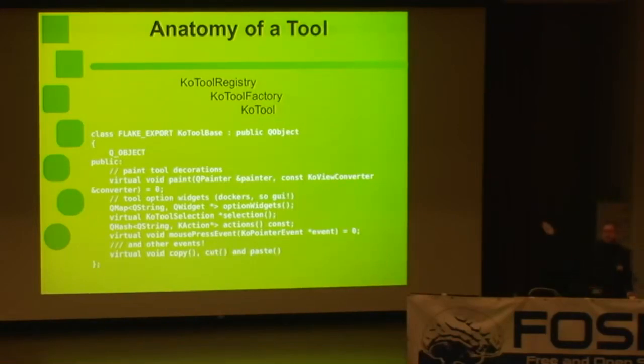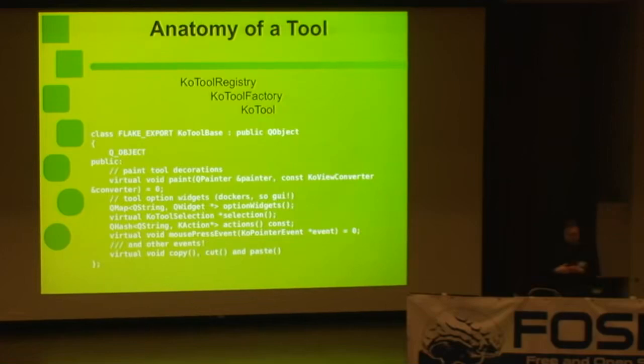Again, a tool can paint itself on the canvas. Because if, for instance, you want to drag a box on screen, you want to show those rubber bands. If you want to select something, you want to show rubber bands. If you want to paint a vector, you want to show something. If you manipulate the grid, you want to show the grid. All that is tool decorations. Then a tool has option widgets because the action of a tool is sometimes different.